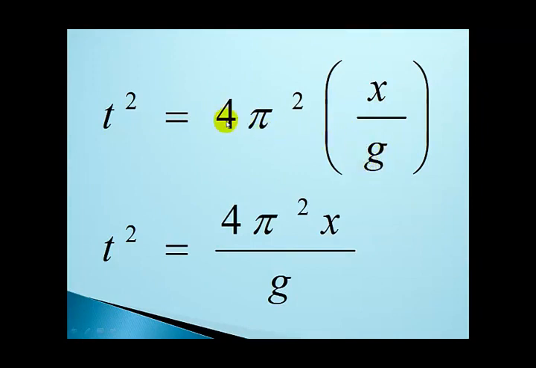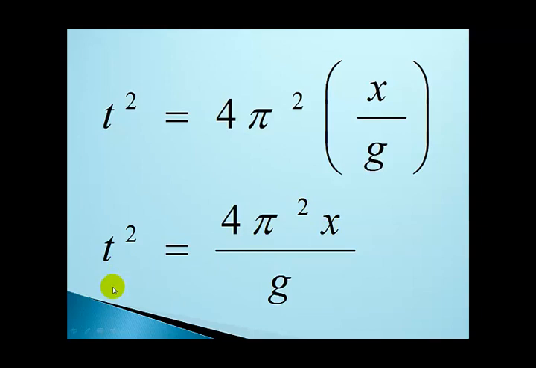Now when we multiply 4 pi squared by x over g, we have 4 pi squared x divided by g. Take note that we are making x the subject, so we have to cross multiply. Now t squared is the same as t squared over 1. That means that the denominator here is 1, but because t squared over 1 is the same as t squared, that's why the 1 cannot be seen. Now we have to cross multiply in order to make x the subject. So we multiply g by t squared, and it's equal to 4 pi squared x times 1. That's the denominator of the t squared.